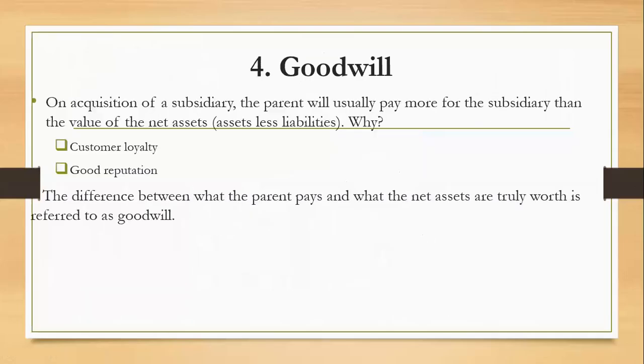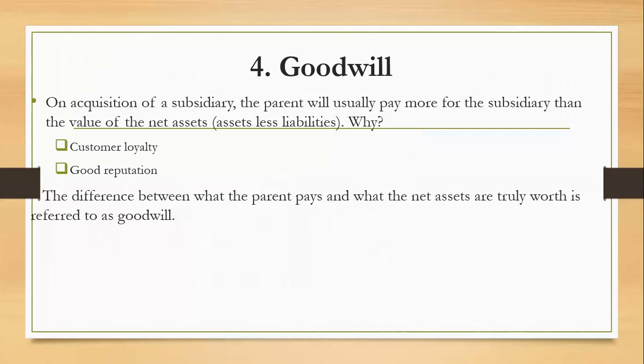On goodwill, I'd already computed on goodwill. On acquisition of a subsidiary, the parent usually pays more for the subsidiary than the value of the net assets. Maybe you haven't negotiated well, you are paying more than the value of the net assets. Goodwill is basically stupidity. You have paid more than the net assets. So to justify paying more than what you should have actually paid, you call it goodwill.